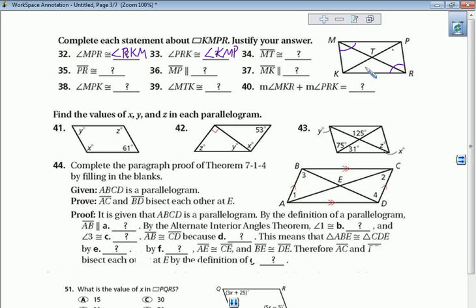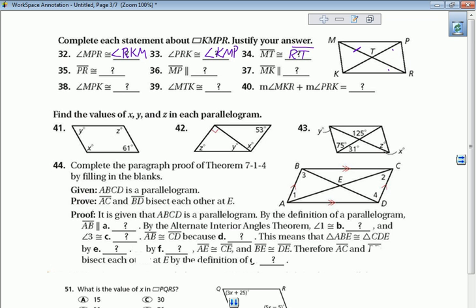Number 34, MT. MT is right here. It must be congruent to RT. How do we know that? Because we know that diagonals of a parallelogram bisect each other. And when it bisects, what's the definition? Breaks it into two congruent parts.